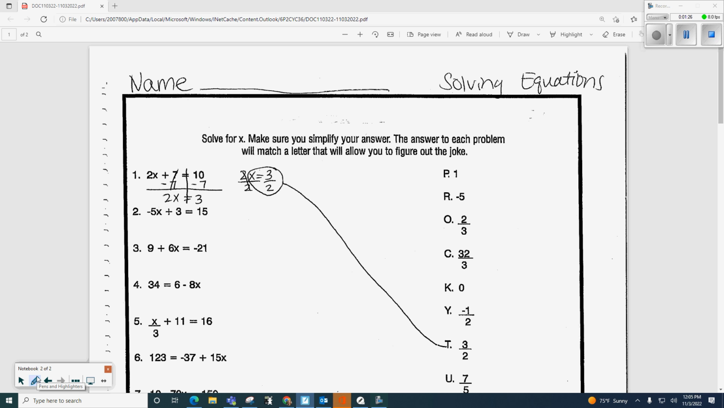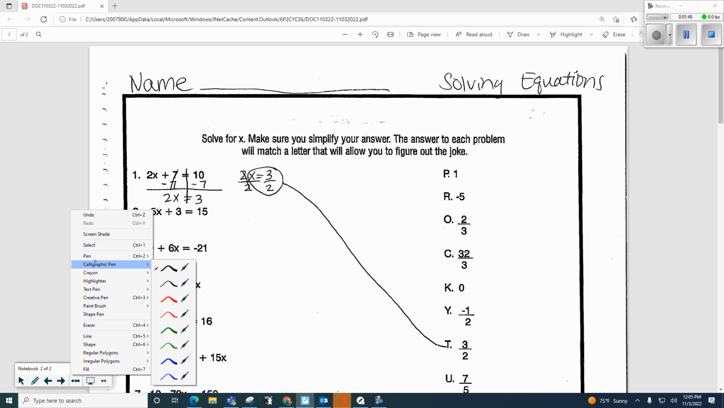Okay, next I would like to skip ahead a little bit and talk about number 4. So if you'll notice, number 4, all they did was change the order around a little bit. So the 34 is on the left side and the 6 minus 8x is on the other side. Now you want to follow the same procedures. Things are put in a little different position.